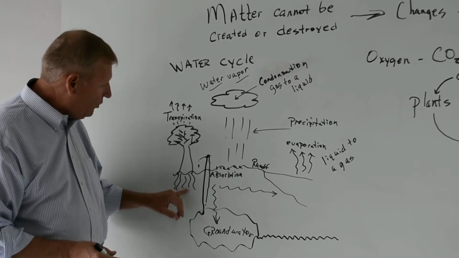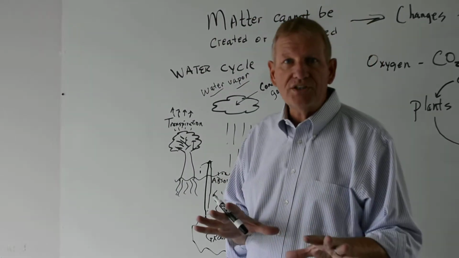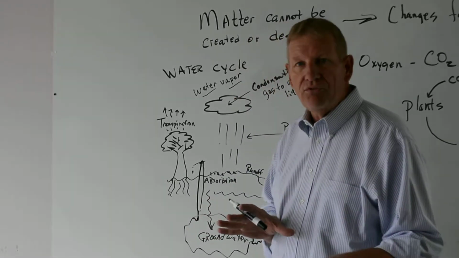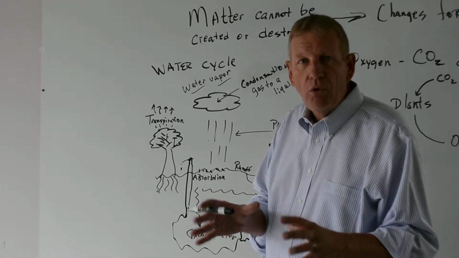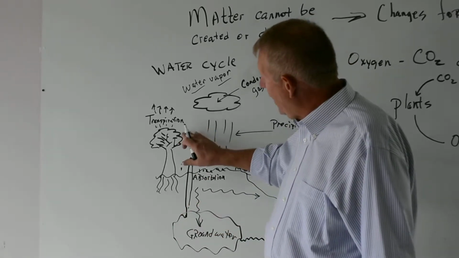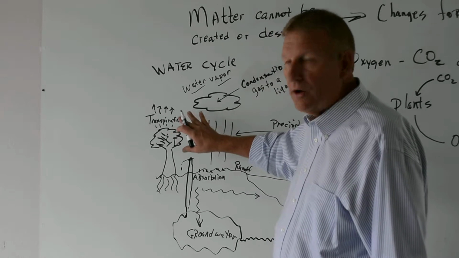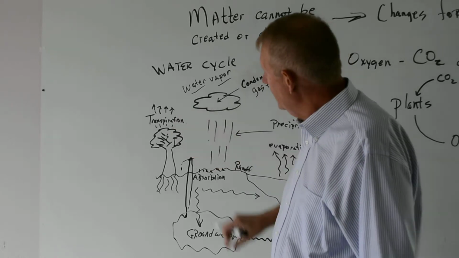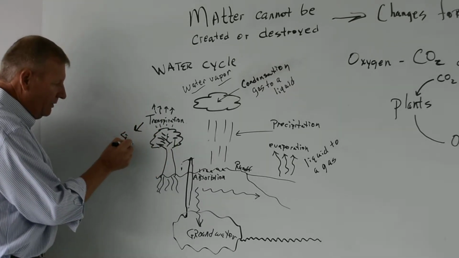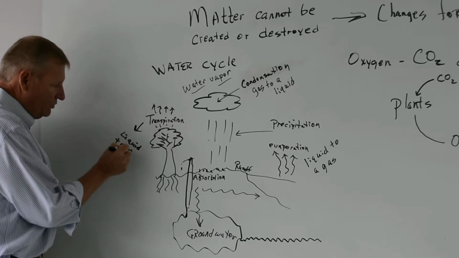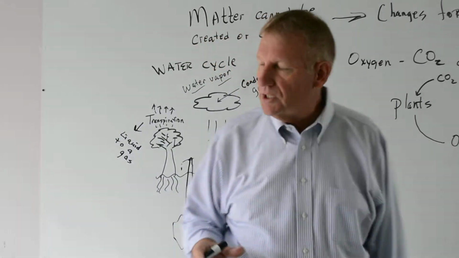But as the water goes into the tree or the grass or the plant, and it goes into the leaves and goes through the process of photosynthesis, the plant gives off oxygen, but it also gives off water vapor. Now this process of the leaves giving off water vapor is called transpiration. So transpiration is also a liquid to a gas. And so what happens to that gas? Well, it becomes water vapor.